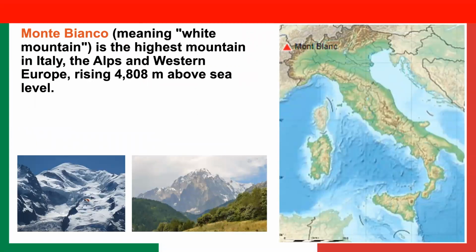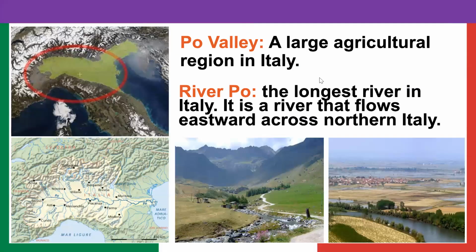Mont Blanc, which means white mountain, is the highest mountain in Italy, in the Alps, and in Western Europe, rising 4,808 meters above sea level. We can see beautiful pictures of those mountains there.